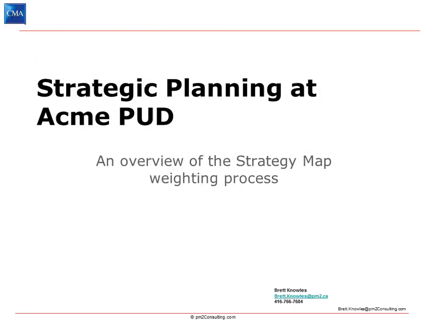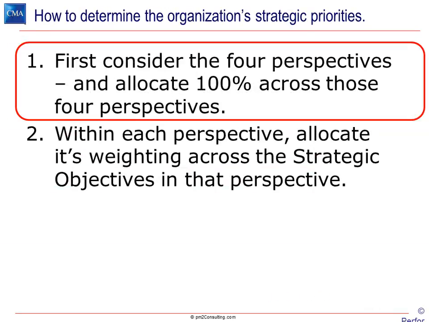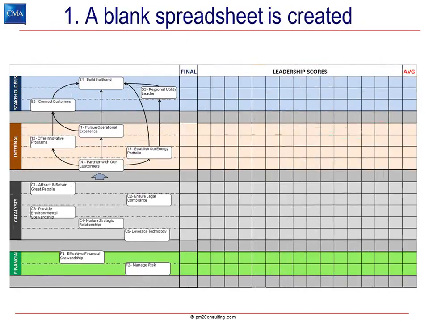So we're going to use the example of a public utility distribution organization. So let's go through the steps. First, we have to consider the 4 perspectives and allocate the weighting. So we're going to take your strategy map that you've built in the spreadsheet and add some columns off to the right, one for each of the leadership members that are going to be in the organization. Then you're going to remind them of the 4 guidelines, and then you might want to give them a little bit more information, which would be this.